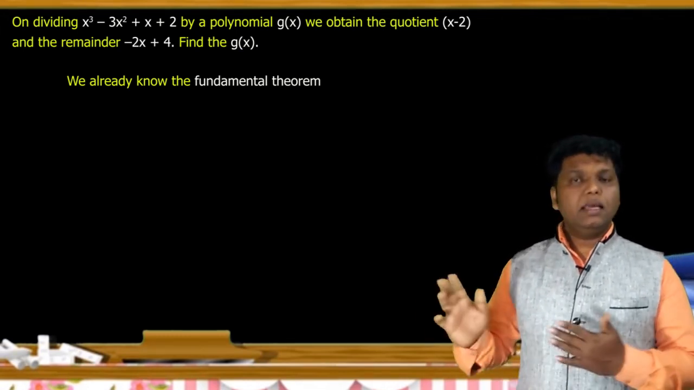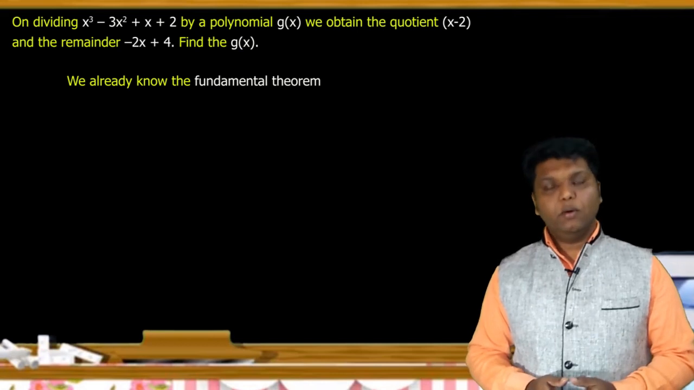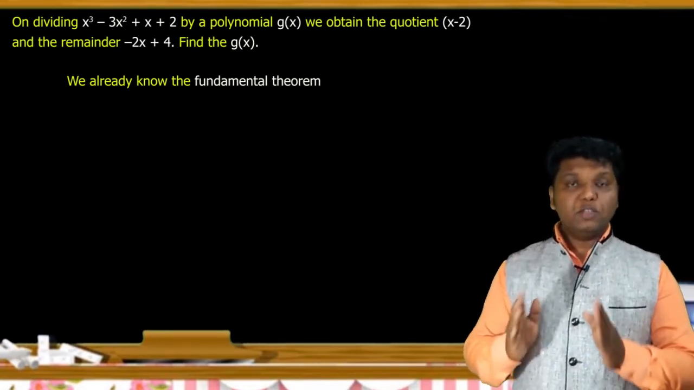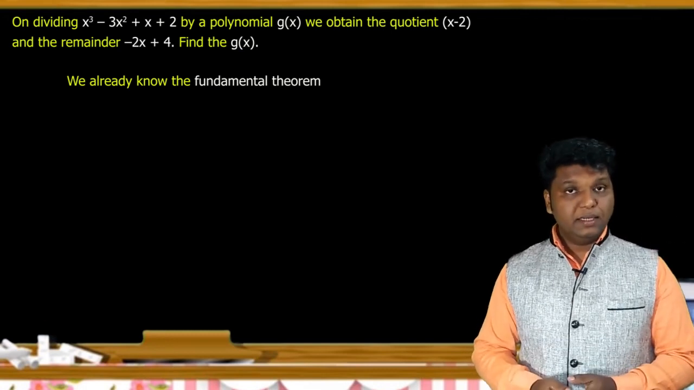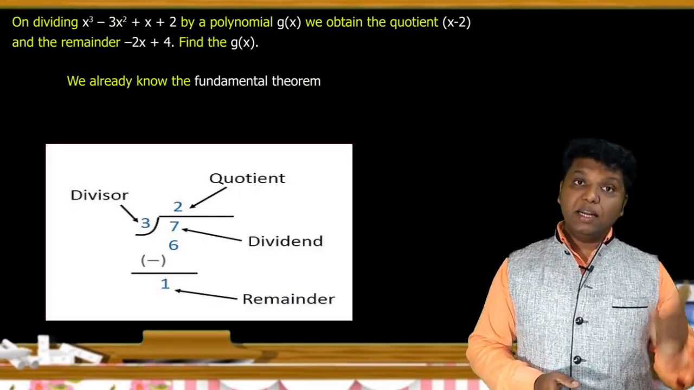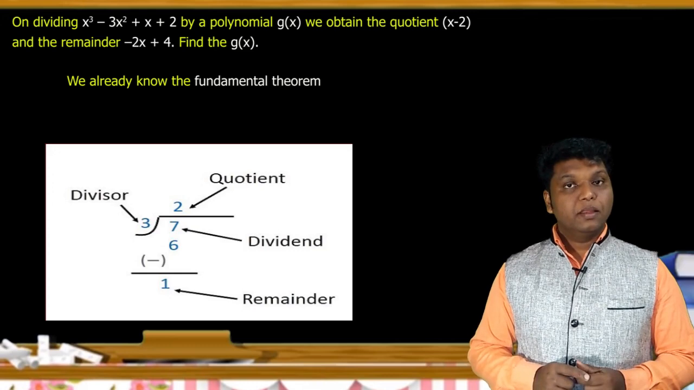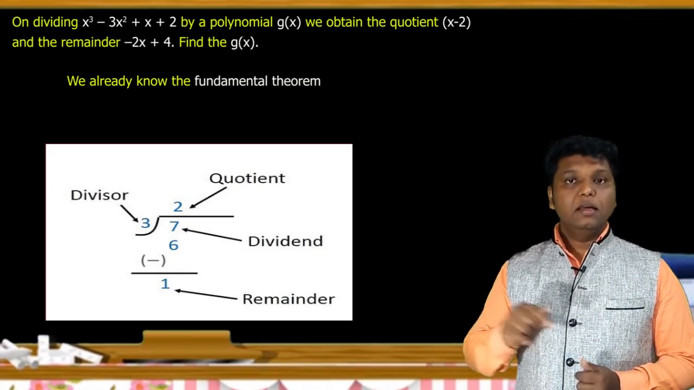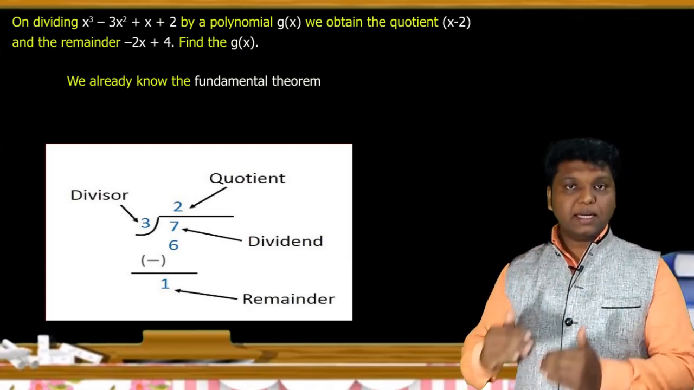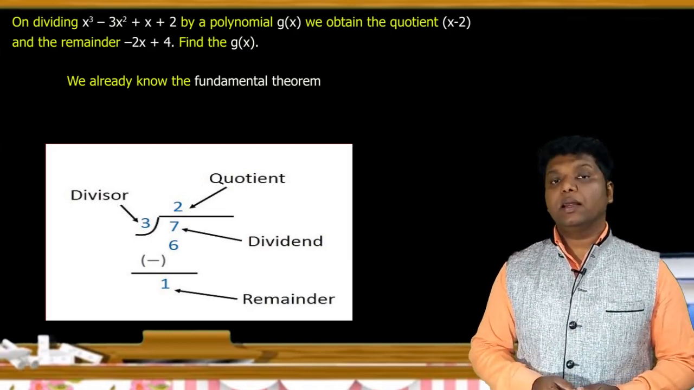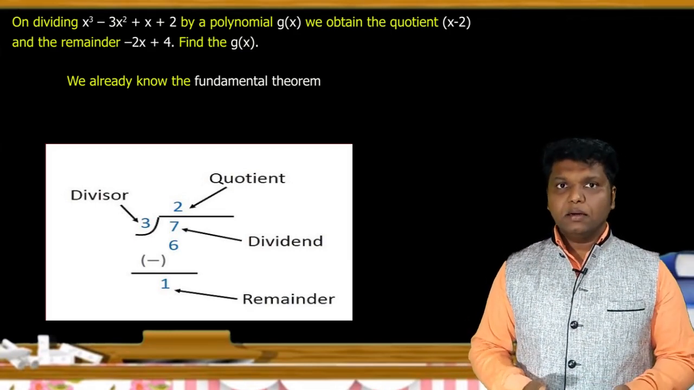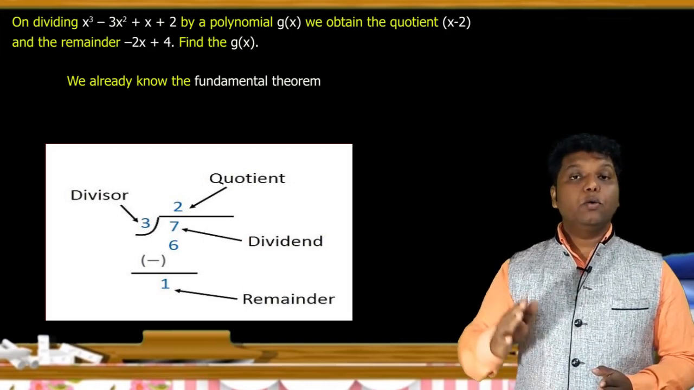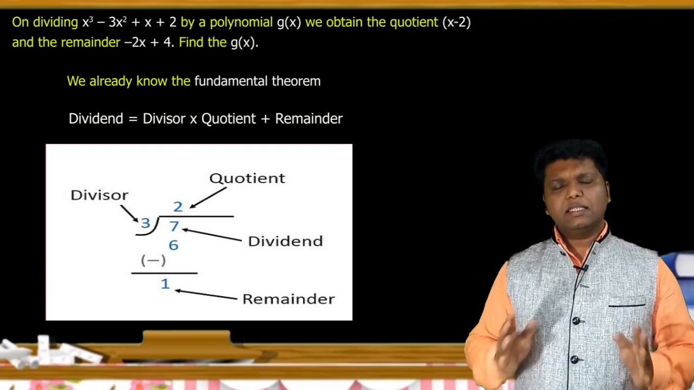Okay, so similarly in our 7th or 8th class we have already studied that if you are dividing a number by another number, the number which you are going to divide is what we call the dividend, right? The number by which you are dividing is what we call the divisor, and the answer we are getting is what we call the quotient. And when you are subtracting, the final stage you get is what we call the remainder. So there we have studied dividend is equal to divisor into quotient plus remainder. Here the same thing we are applying.